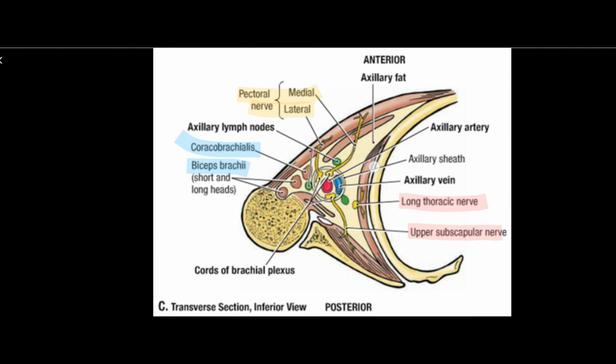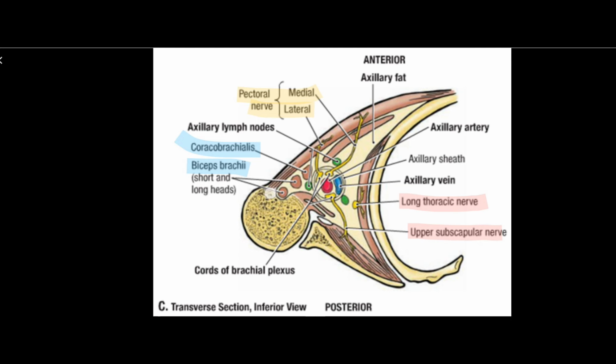The medial boundary will be formed by the ribs and the intercostal muscles. So the first four ribs and intercostal muscles with the upper part of serratus anterior form the medial boundary.